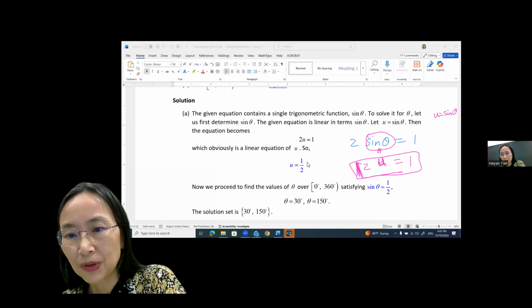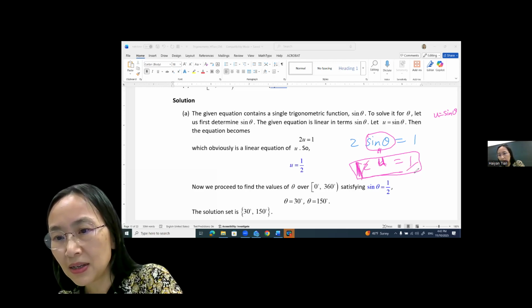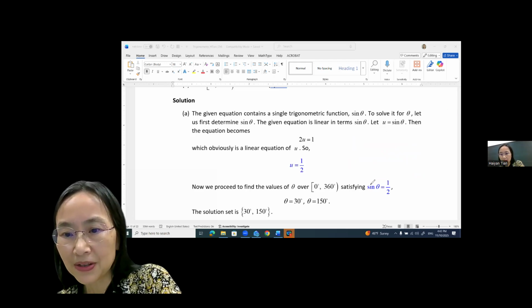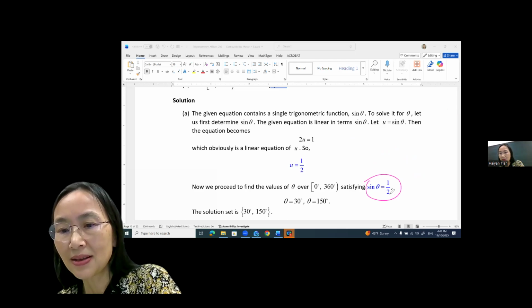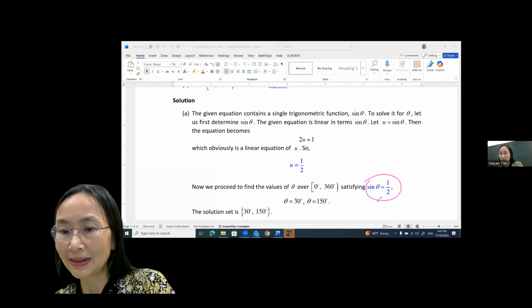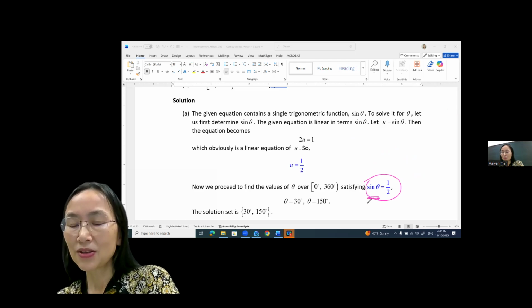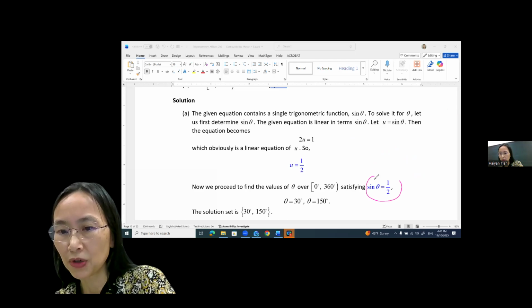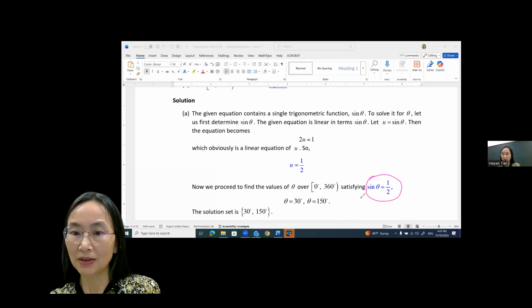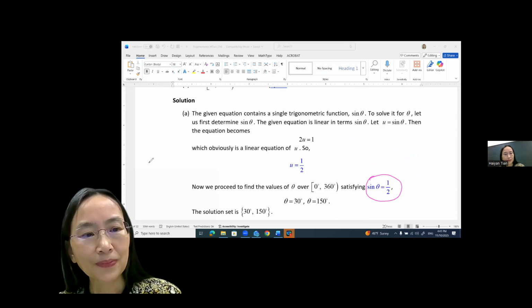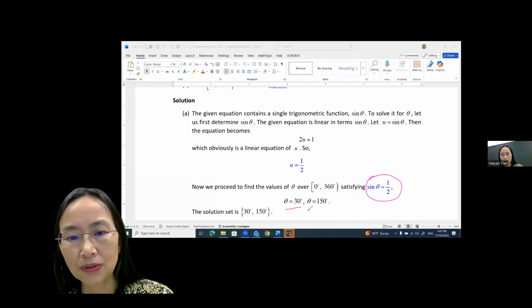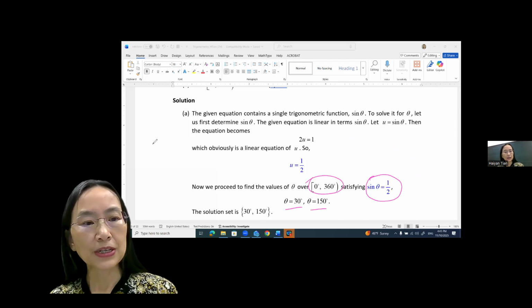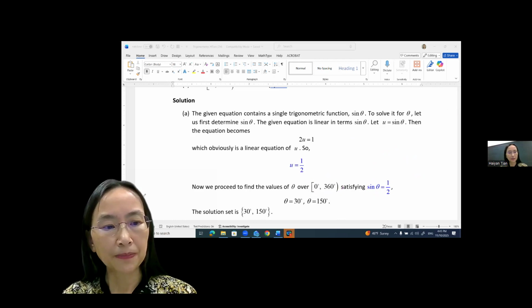After we divide both sides by 2, we get u, which is the sine value. But we're not done, because sine theta is half, and our goal is to find theta, not sine theta. But that's one step closer, because it's a much simpler looking equation. We want to find theta whose sine value is half. So we can find 2 in that interval. We found 2 solutions, 30 and 150.